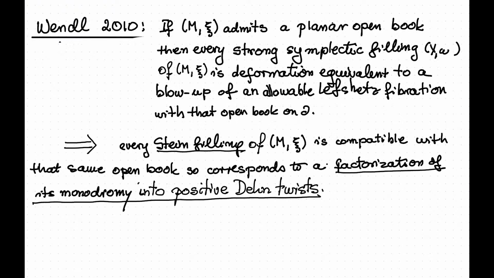This showed that every Stein filling of M_psi is compatible with that same open book. Therefore, the Stein fillings of M_psi correspond to factorizations of its monodromy into positive Dehn twists. So finding one open book with planar pages gives you all the possible factorizations of its monodromy. And if you understand all the possible factorizations of its monodromy into positive Dehn twists, then you understand all the Stein fillings.